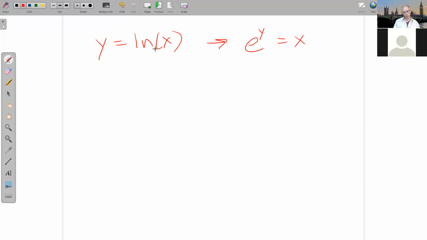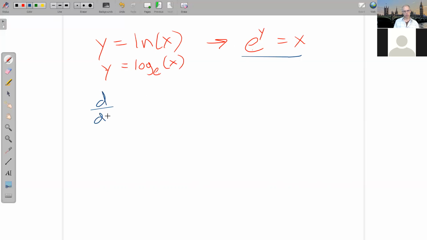So remember, what is a logarithm? A logarithm is an exponent. So y has to be the exponent, and ln is really log base e of x. So this statement right here says e to what power is x? E to what power is x? So that's the translation, and I'm going to differentiate this.